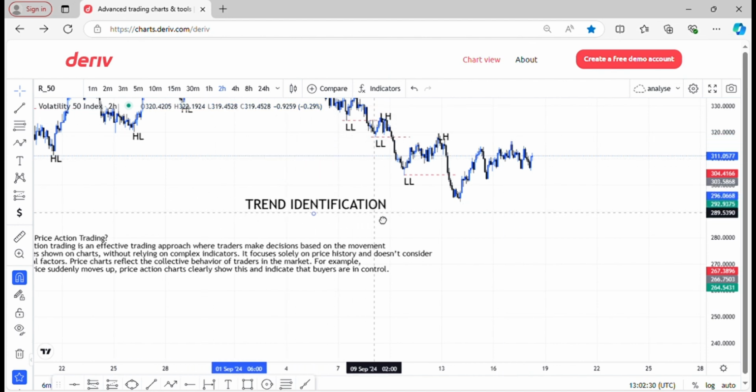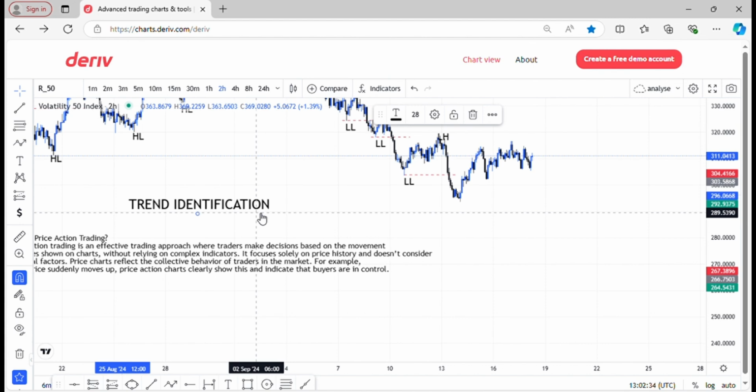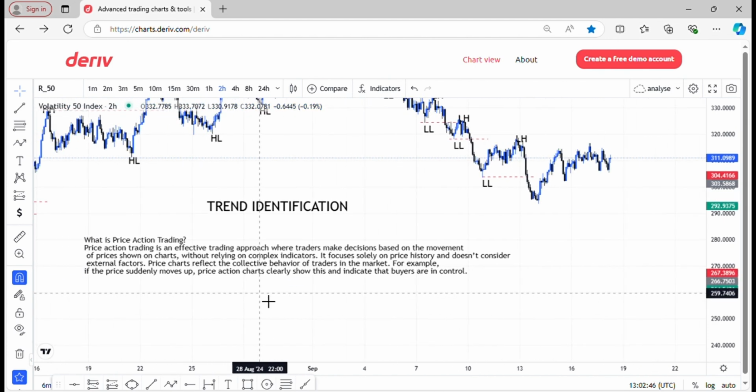Let me just recap. We talked about price action. Price action is just the visual representation of what you see in your chart. It's an approach where traders make decisions based on the movement shown in the chart. When you look at the chart and see what happened on the chart, and I told you about trend.